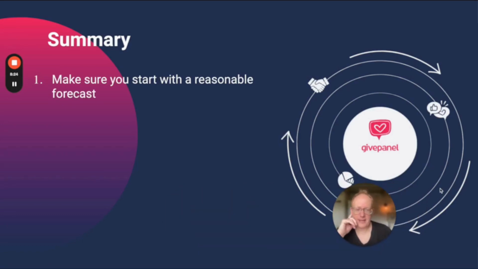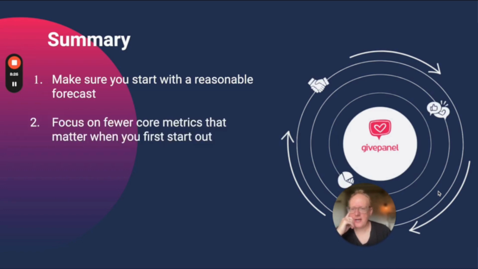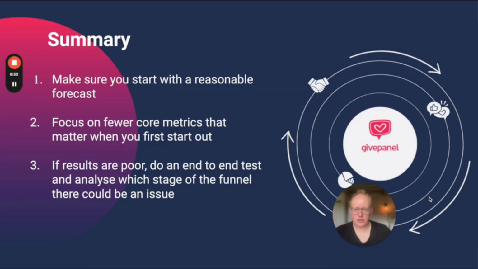So, summary then: make sure you start with a reasonable forecast. I mapped that out on that first slide. Then you can compare against that forecast. Focus on fewer core metrics that matter when you first start out. If results are poor, do that end-to-end test and analyze which stages of the funnel could be an issue. Again, look for consistency across that funnel. You're going to want to test it on mobile. Don't just test it on desktop, on your laptop computer. Definitely imagine you're a person seeing the ad from a mobile device and go through the whole thing.